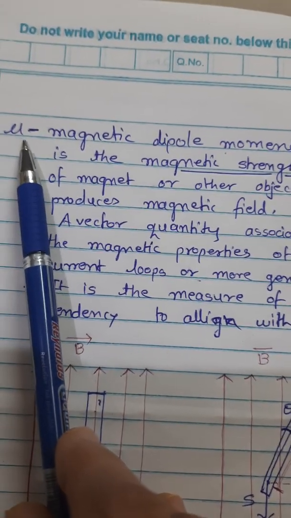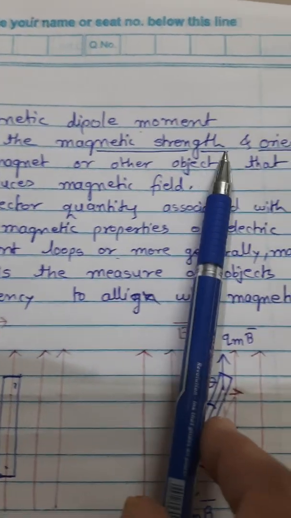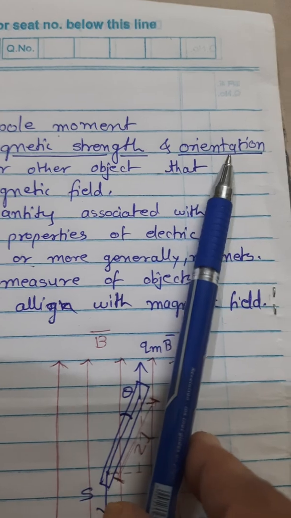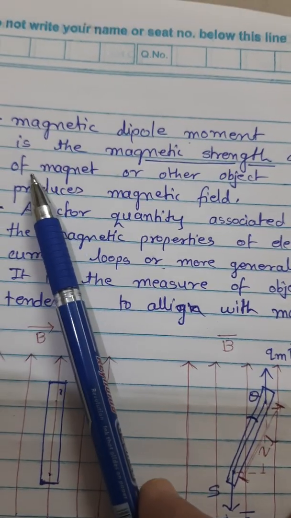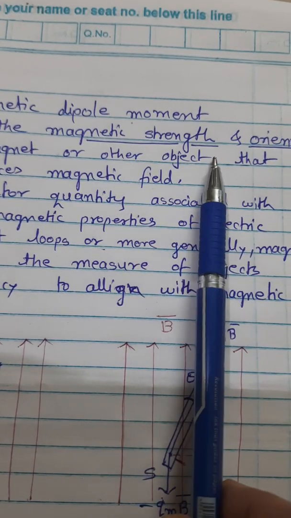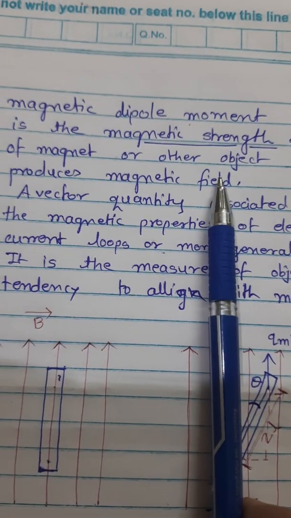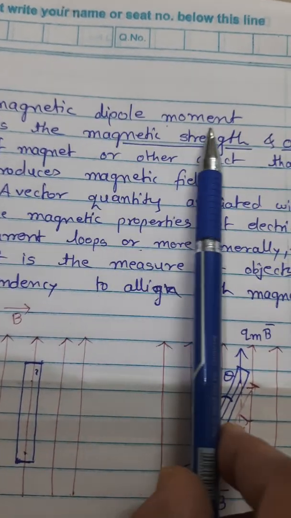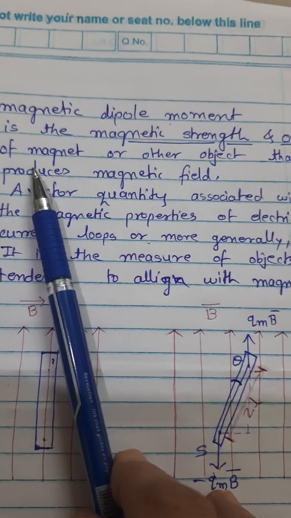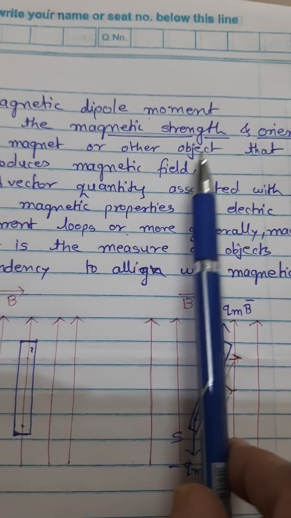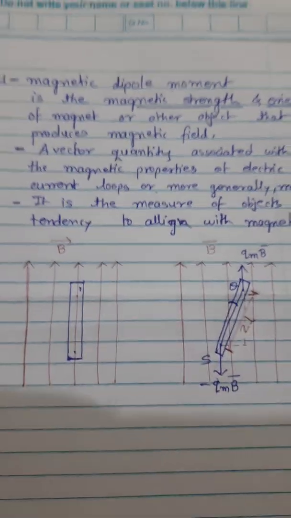The first meaning of magnetic dipole moment is the magnetic strength and orientation of a magnet or other object that produces a magnetic field. Magnetic moment indicates the magnetic strength and orientation of a magnet or other object which produces a magnetic field. This is one of the meanings.